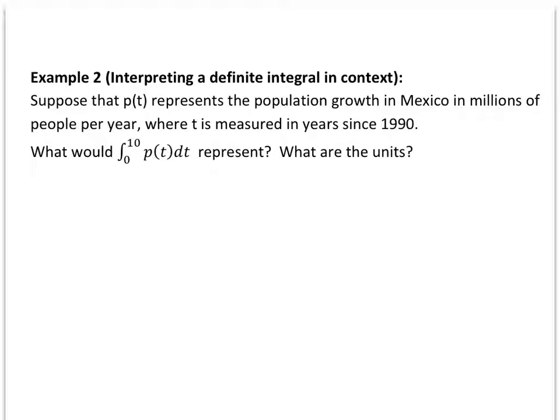So we have some clues here as to what type of function p of t is. We see the words population growth, the word growth there, in millions of, and then we see these units, people per year. Again, both of those give us a clue that p of t is a rate function. So we might want to make a note about that. P of t is a rate.